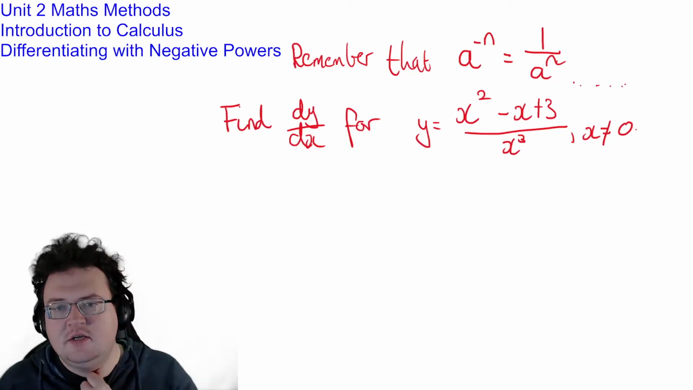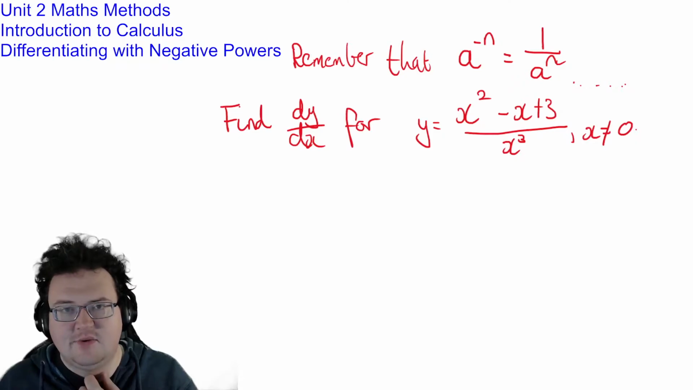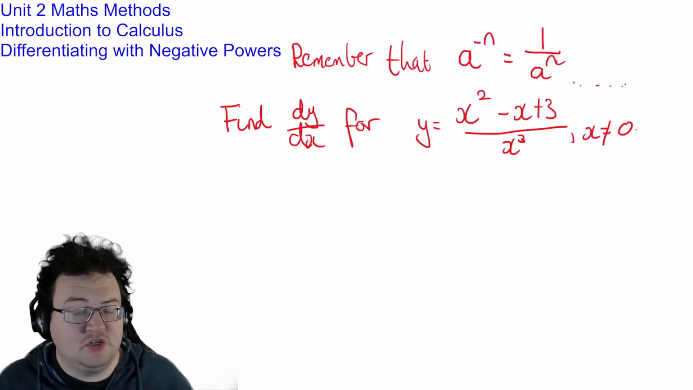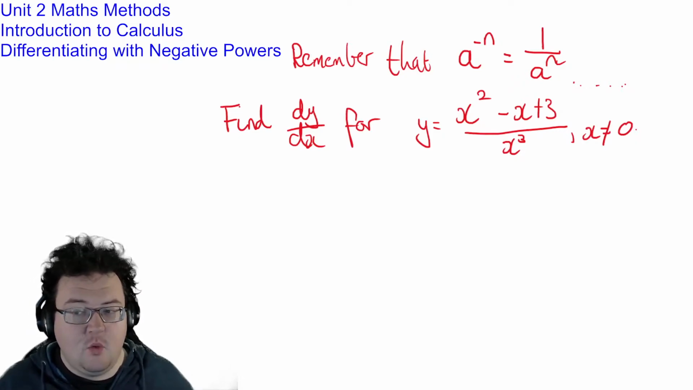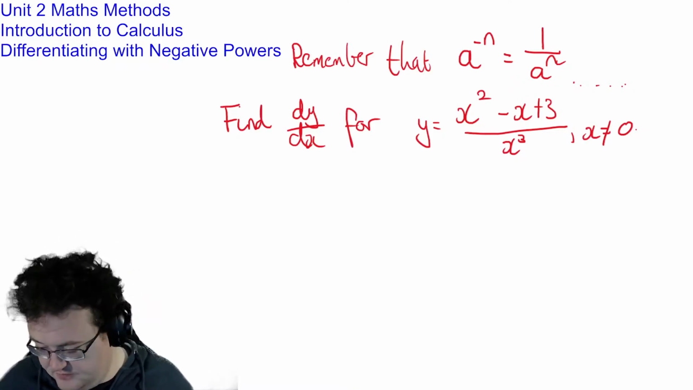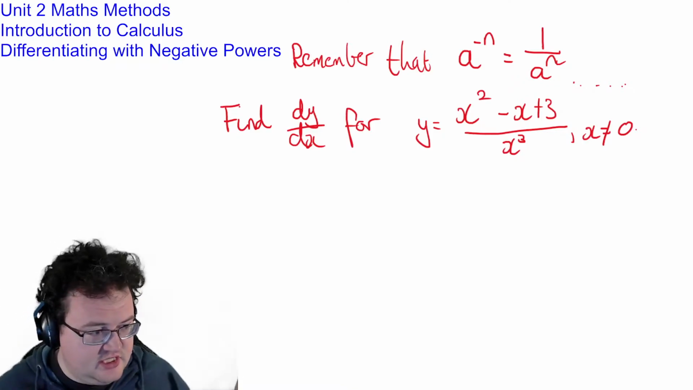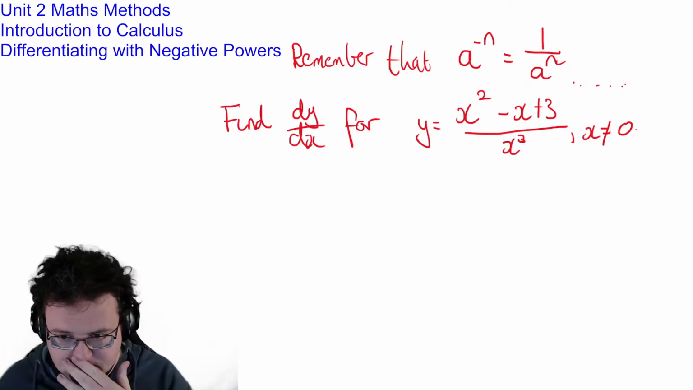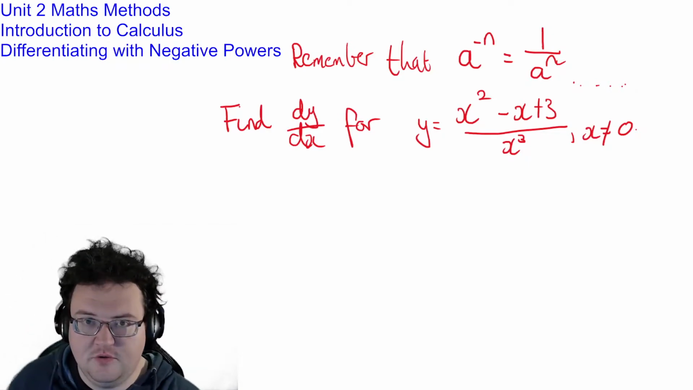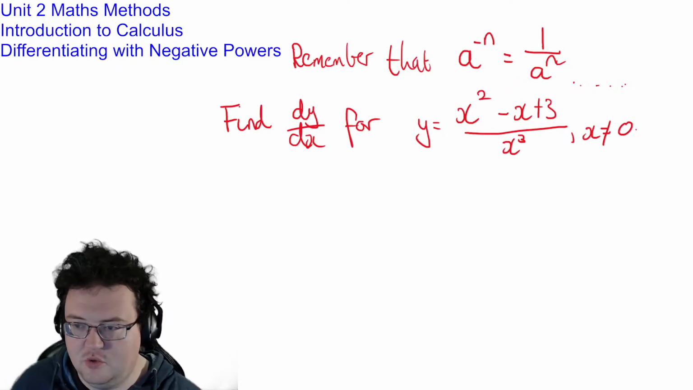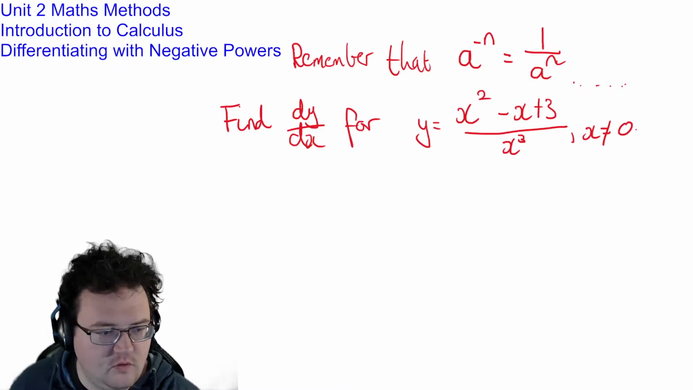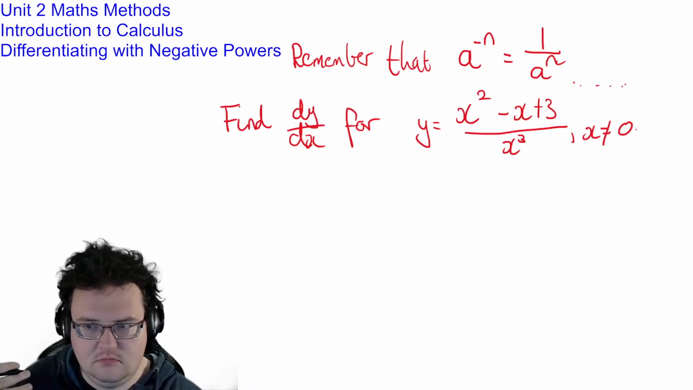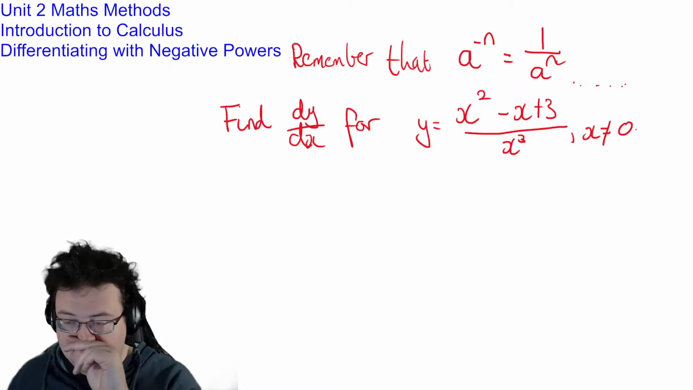Good morning, everyone. Today we're going to be looking at some more differentiation by rule, but this time we're going to be working with some negative powers. So what I've got here is an example, and it's kind of deep because it's got lots of different steps. What we need to do is do something with this first before we can differentiate it.